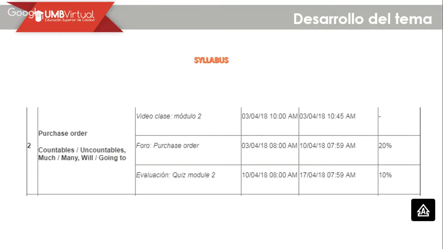So here, as you can see, we have countable and uncountable, much, many, will, going to. Okay, we're going to start with those two topics, and later on, I'm going to continue with the explanation about will and going to. For our forum, we have these dates. First of all, as you can see right here, since yesterday this activity is open, okay? You can participate in the forum, and the idea is that you do the activity. I'm going to explain it later, okay? Until April 10th, okay? Don't forget.